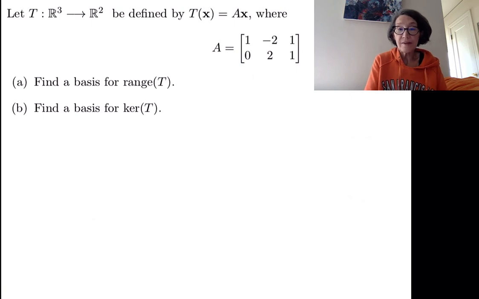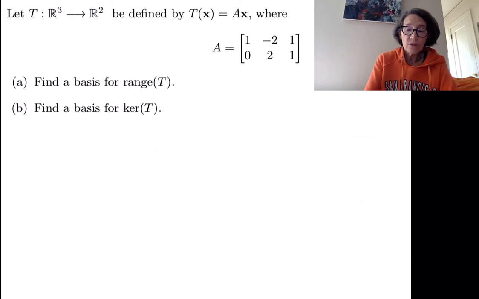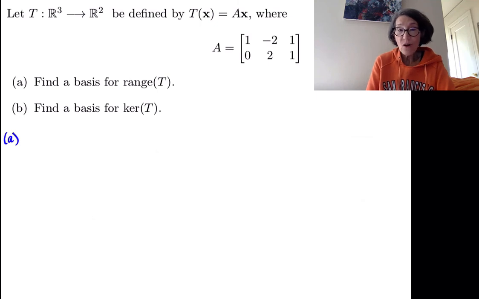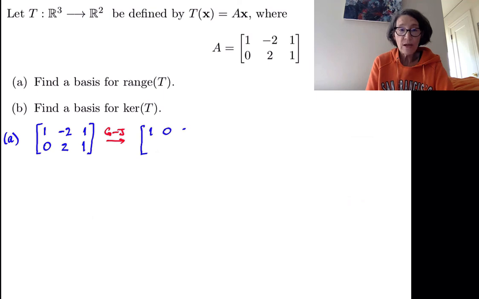Let's look at another example. In this example, we're given a linear transformation from R3 to R2, and it's defined by multiplication by this 2 by 3 matrix A. And we're asked to find a basis for the range of T and a basis for the kernel of T. So let's look at part A. A basis for the range of T is just going to be a basis for the column space of the matrix A. So if we take A and do a couple of steps of Gauss-Jordan elimination, we get the reduced row echelon form of A, this 2 by 3 matrix in reduced row echelon form.